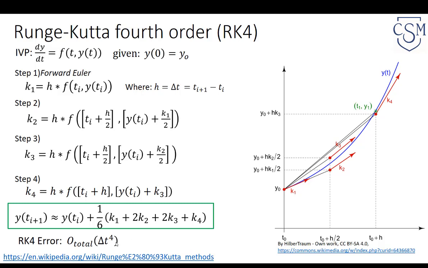The error of this is of order delta t to the fourth. So we've got a huge increase in accuracy, and our stability is also increased over forward Euler. So RK4 is a very good numerical method for solving ODEs.